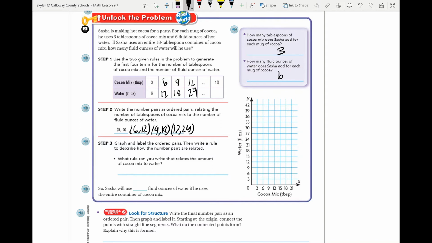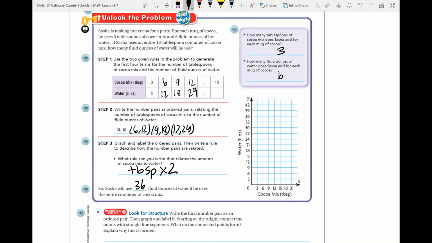Let's move on to the next part. We need to find a rule that we can write. So, how does the chocolate mix relate to the water? Well, to get from 3 to 6, from 6 to 12, from 12 to 24, each time we are multiplying tablespoons by 2. So if you use 18, we multiply that by 2 and you'll get 36.